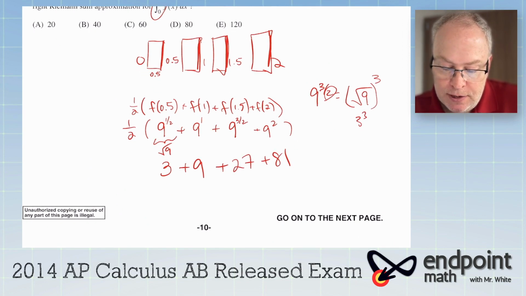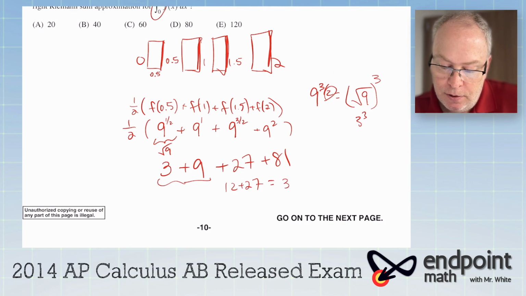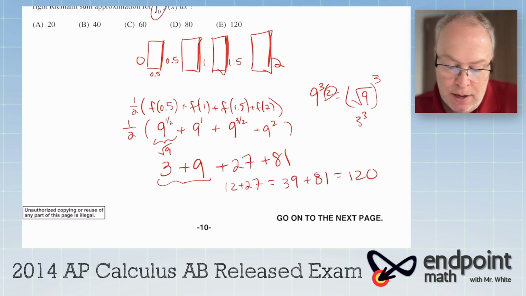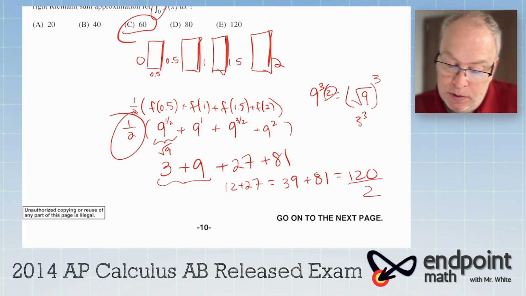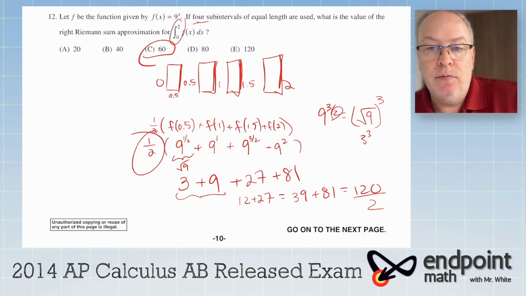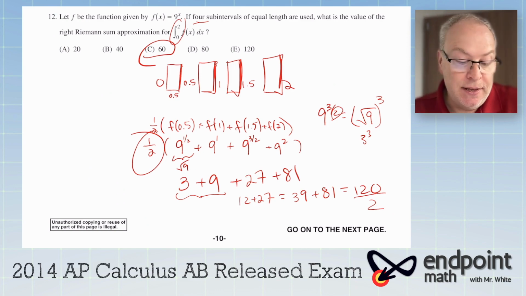So if you add all these up, this is 12. 12 plus 27, that's 39, plus 81 is 120. But don't forget, we have to divide it by 2, and we get 60. So I'm sorry for the chicken scratch, just trying to move along as you might do on the AP exam. So the right Riemann sum would be 60, and that's the answer.